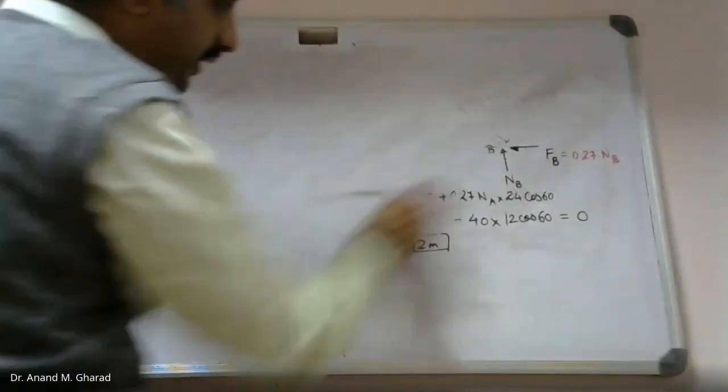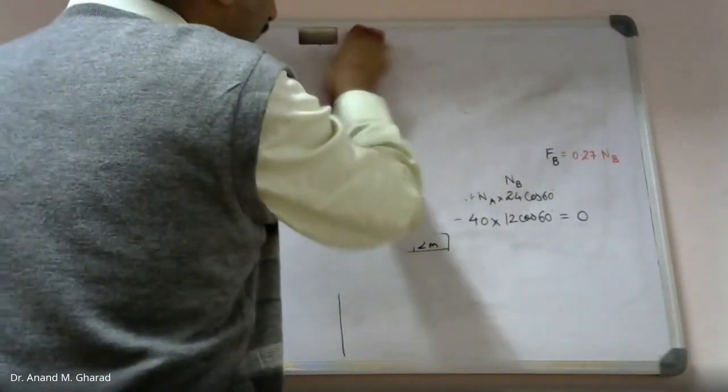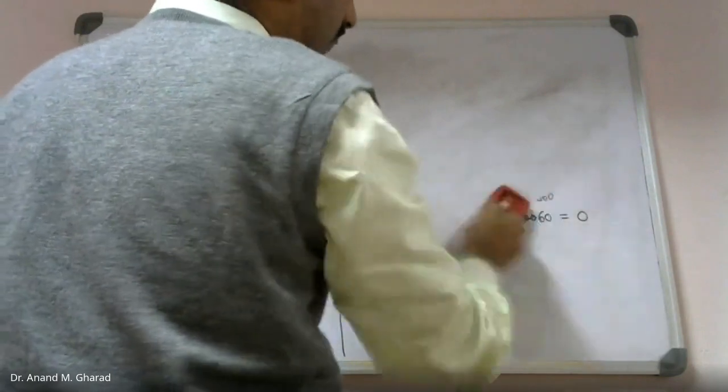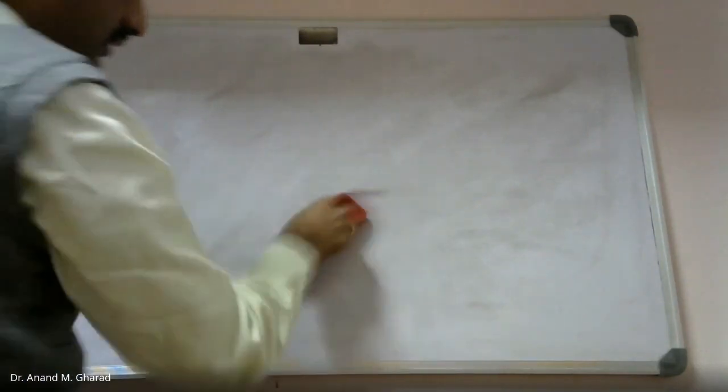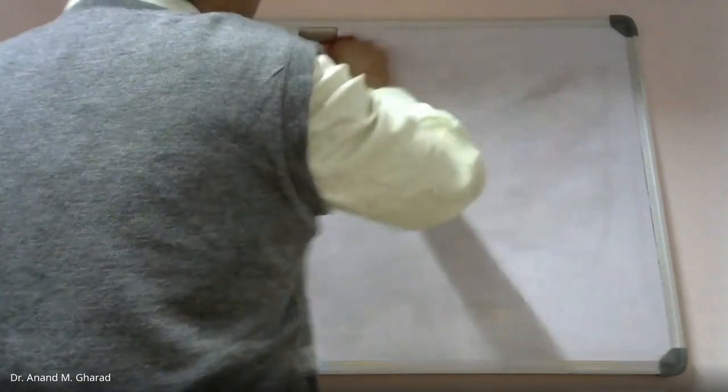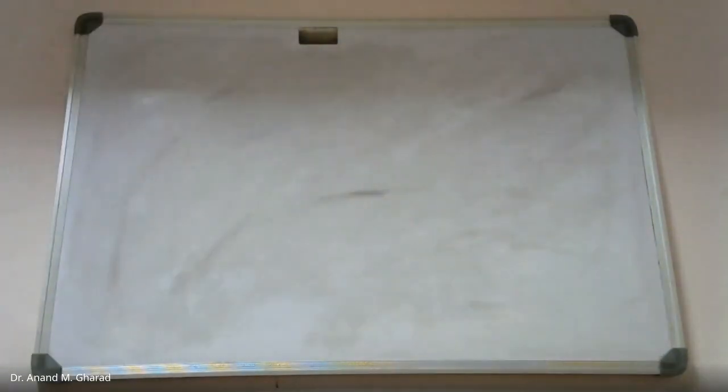Since we have rounded that mu value from 0.267 to 0.27, that's why the difference is there. Otherwise, the value is exact 12 meter. If you consider 0.267, the value comes out to be 12 meter. So there is no problem as such. Then, yes.